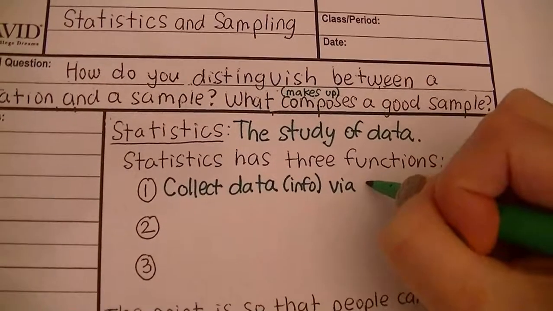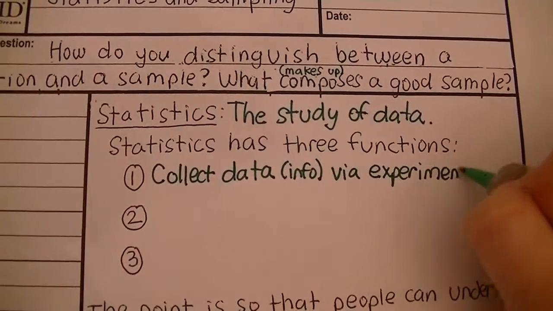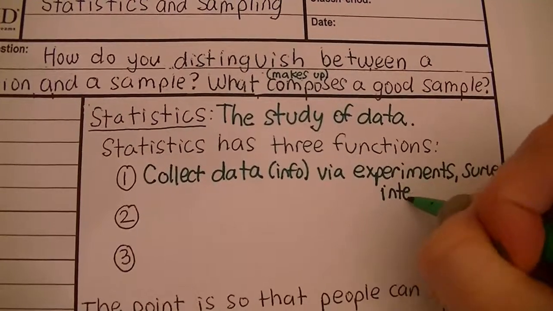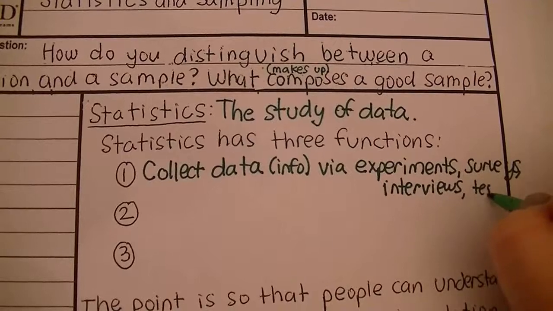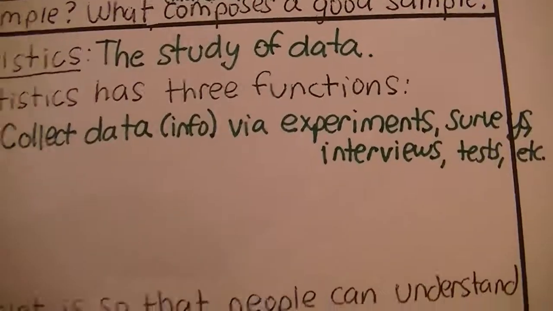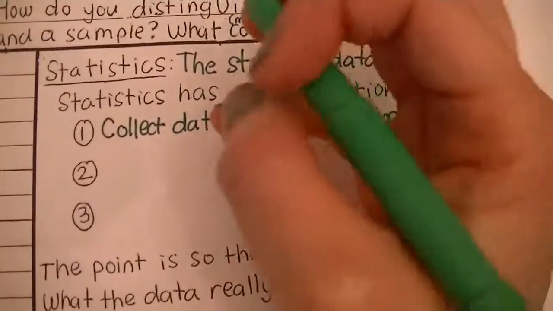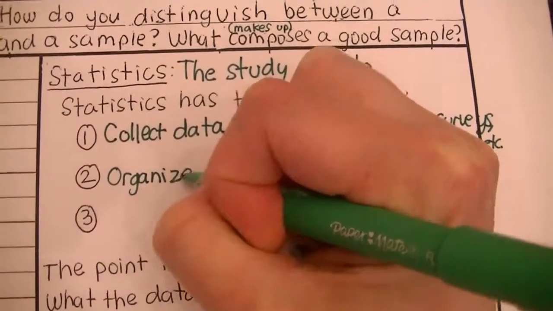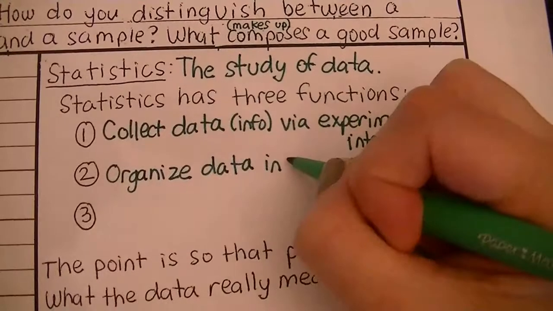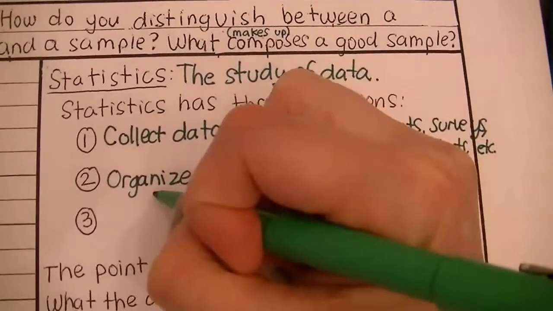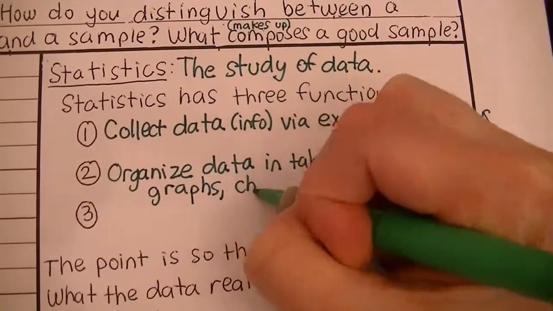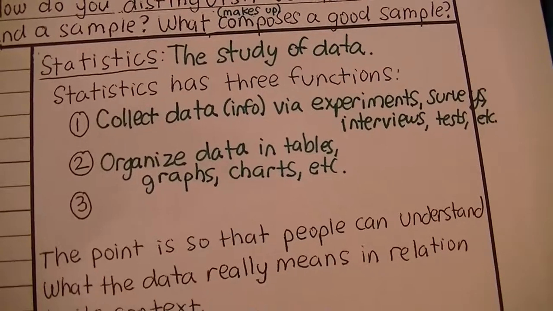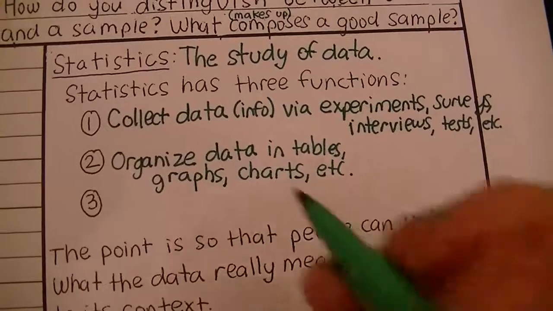Via means through: experiments, surveys, interviews, tests, etc. Okay. Another function of statistics is to organize the data in tables, graphs, and charts. And the third function of statistics, which is the study of data, is to analyze and interpret the data to make conclusions.